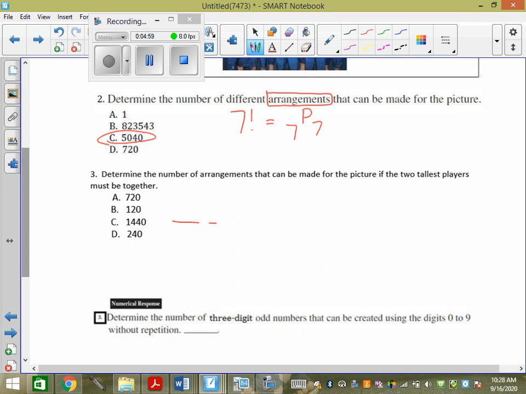Okay? 1, 2, 3, 4, 5, 6, 7. We're going to hook them together. I have 2, then I have 1, then I have 5, 4, 3, 2, 1. Then I'm going to multiply by 6 because they don't have to be in the front. So it's 6 factorial times 2 factorial, or 6 factorial times 2, because 2 factorial is 2 times 1, which is 2, which is 1440.